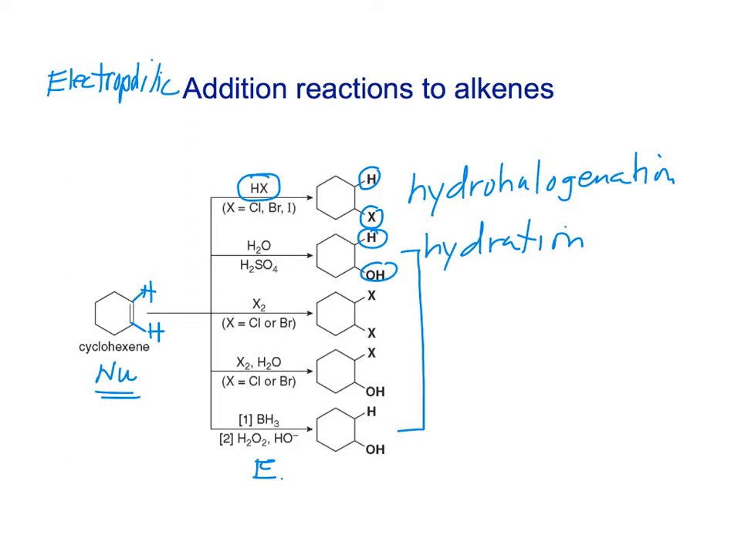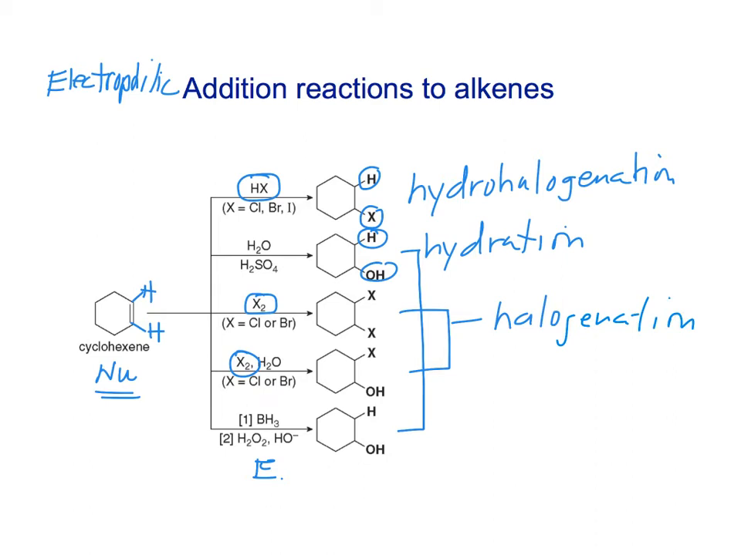The last two both involve the reaction of the alkene with halogens, X2. And they differ only in a second step. So these two we're going to talk about together, and they have to do with hydrogenation.